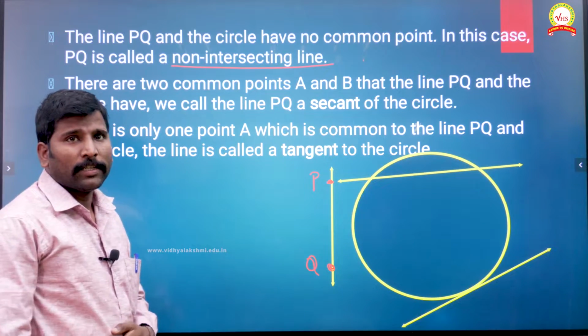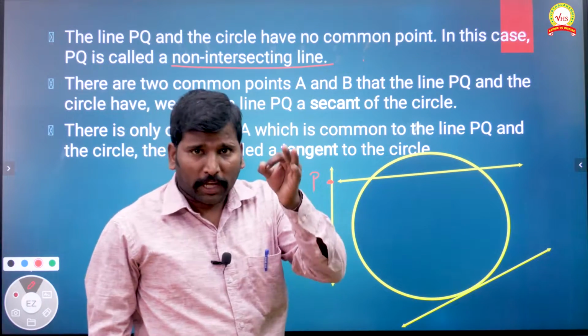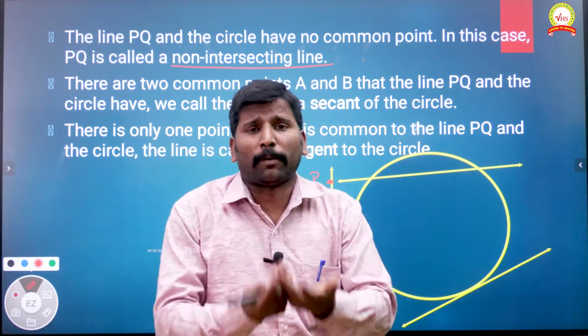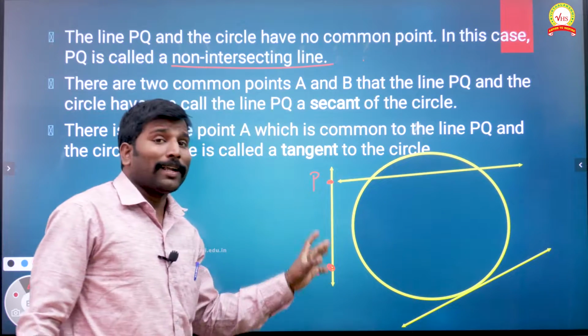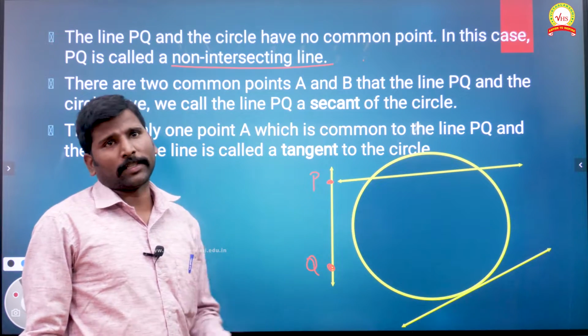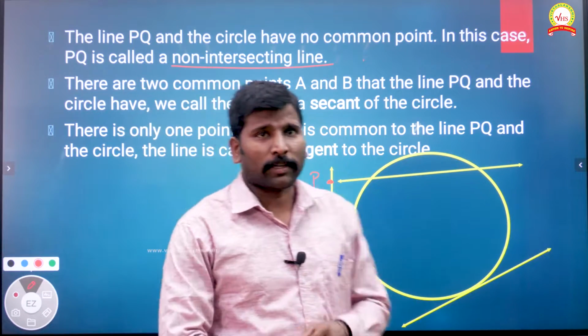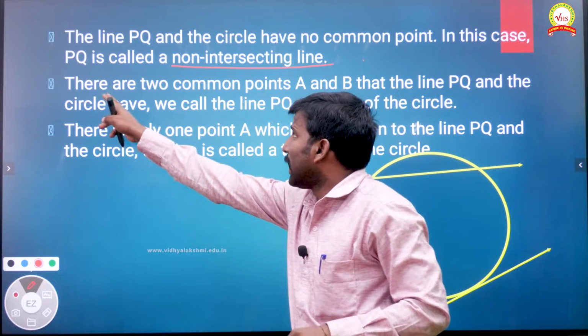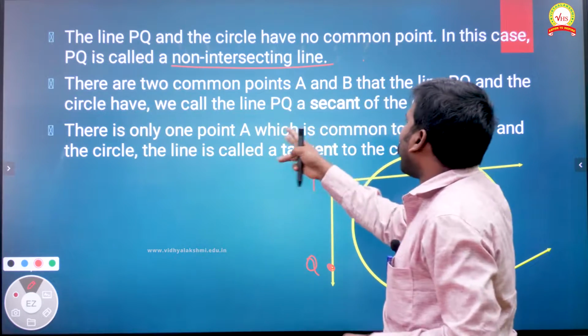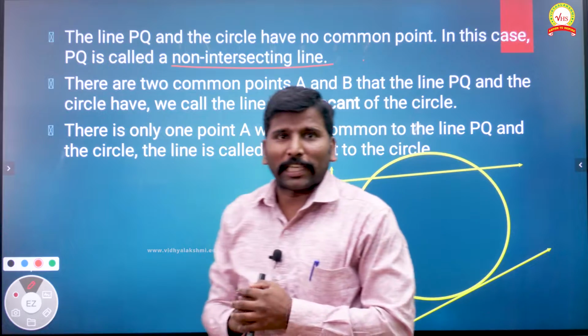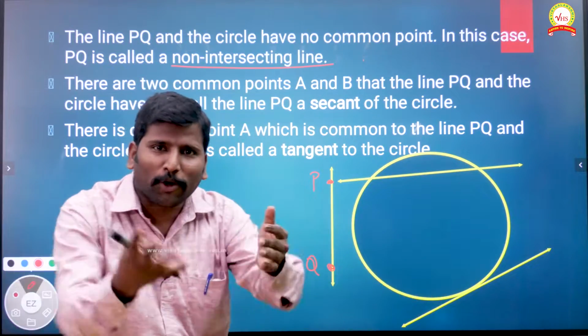First point. Okay Raja. Then, for a line and a circle, there is no common point, in the sense that it is called a non-intersecting line. That's it. Now we are going to the next point, Raja. See, it is also one of the important ones. There are two common points, A and B. See, in the first point there is no common point.